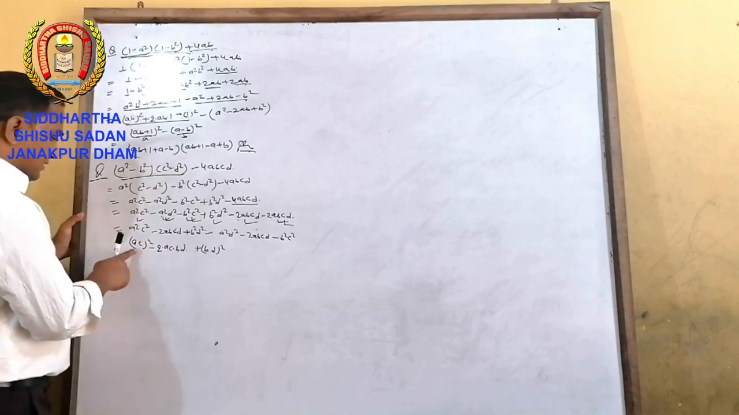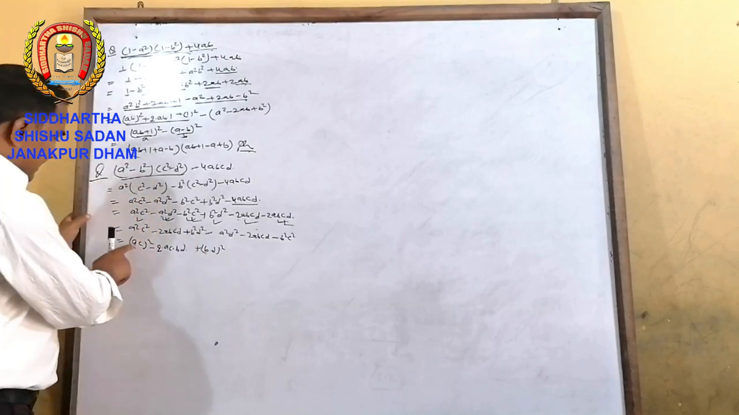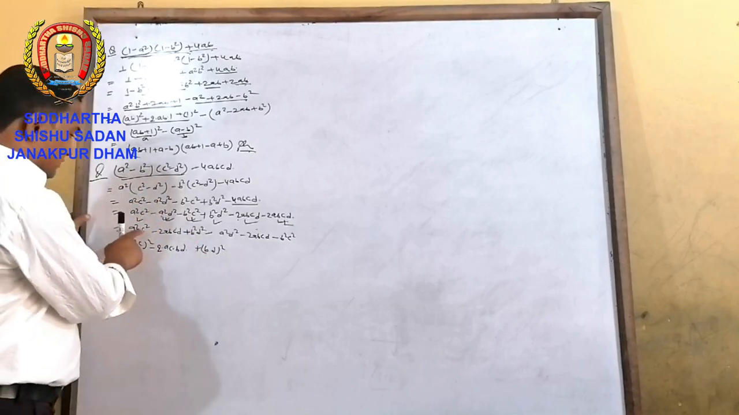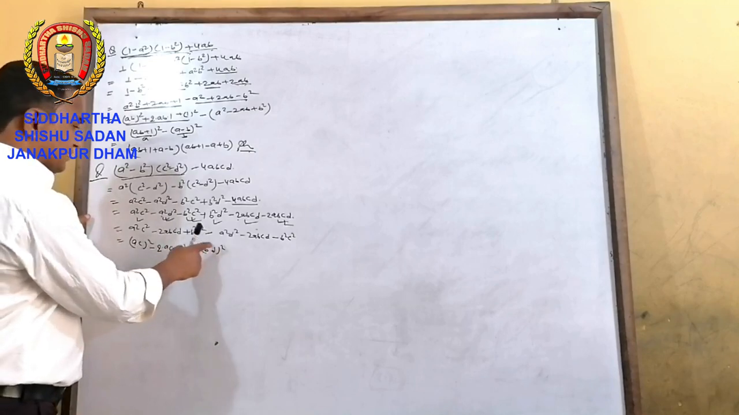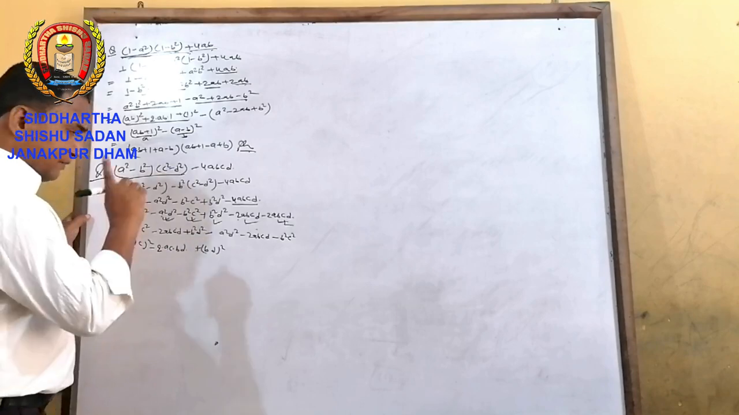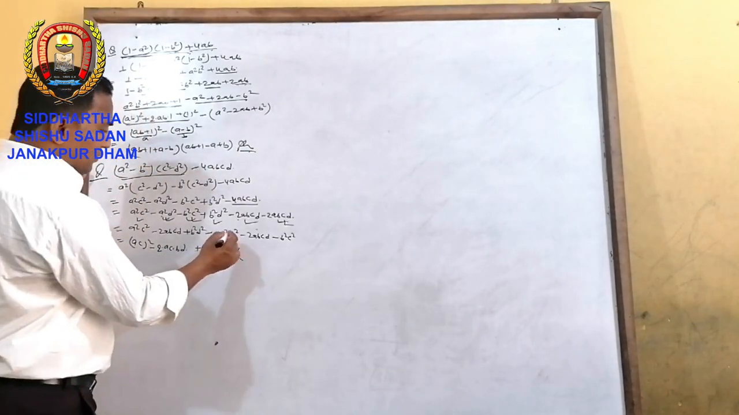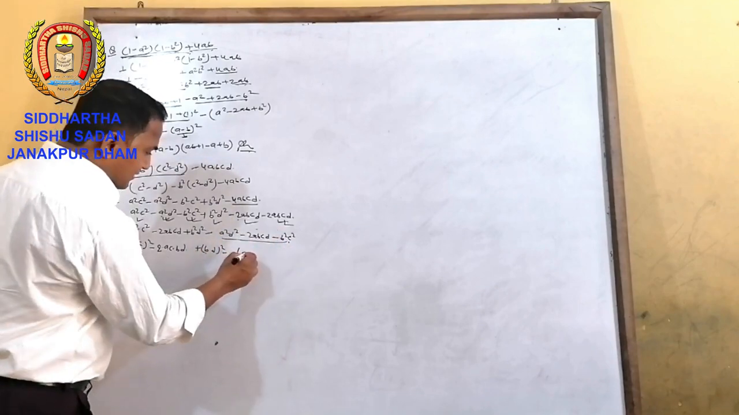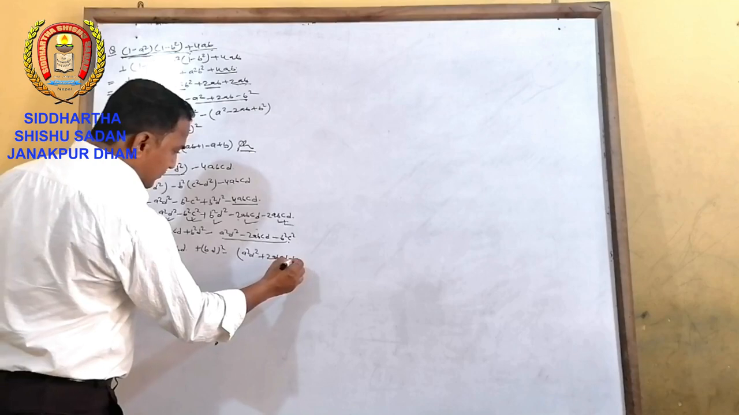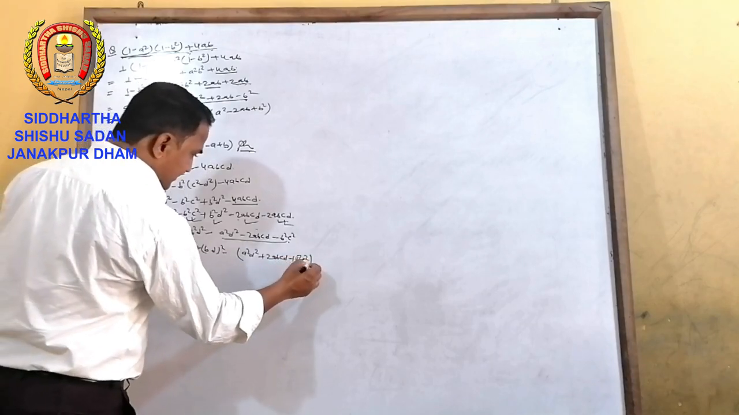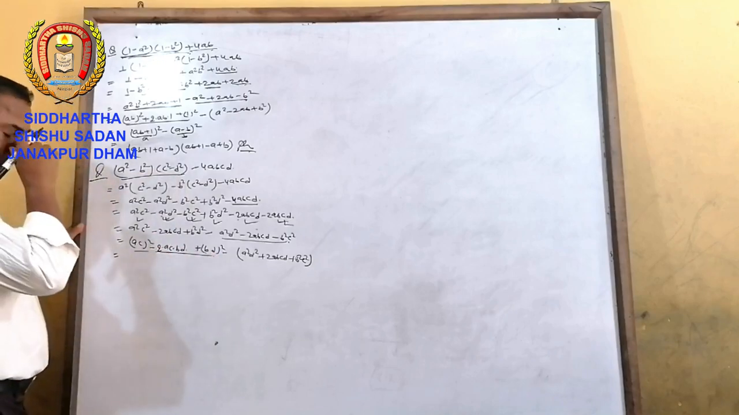It means a square minus 2ab plus b square. It means (ac) whole square means a square c square, 2abcd and b square d square. It means it is a perfect square. First of all, take minus common from these three terms: a square d square plus 2abcd plus b square c square. Is it? It is in the form of (a minus b) whole square.